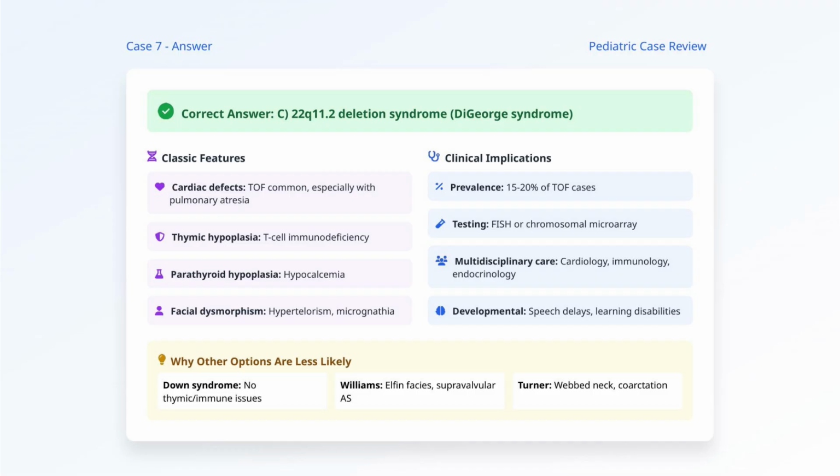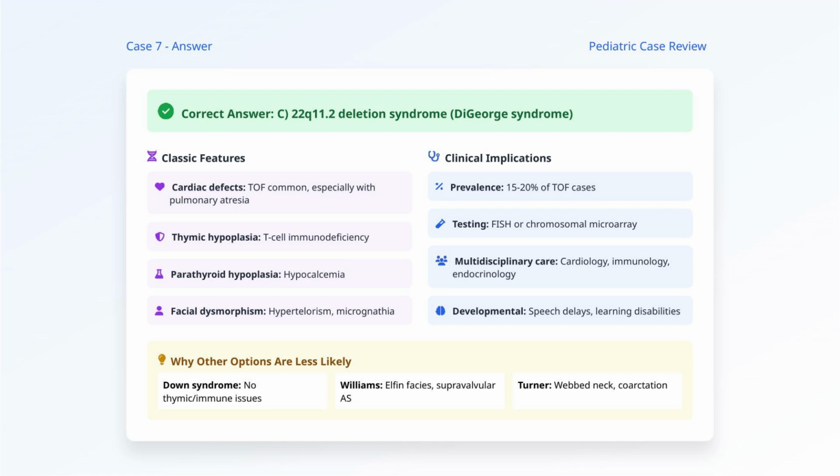22q11.2 deletion syndrome, also known as DiGeorge syndrome, is most likely associated with this presentation. This syndrome classically presents with cardiac defects, thymic hypoplasia leading to immune deficiency, parathyroid hypoplasia causing hypocalcemia, and characteristic facial dysmorphism. Tetralogy of Fallot is one of the most common cardiac defects seen in this syndrome, particularly TOF with pulmonary atresia and major aortopulmonary collateral arteries.